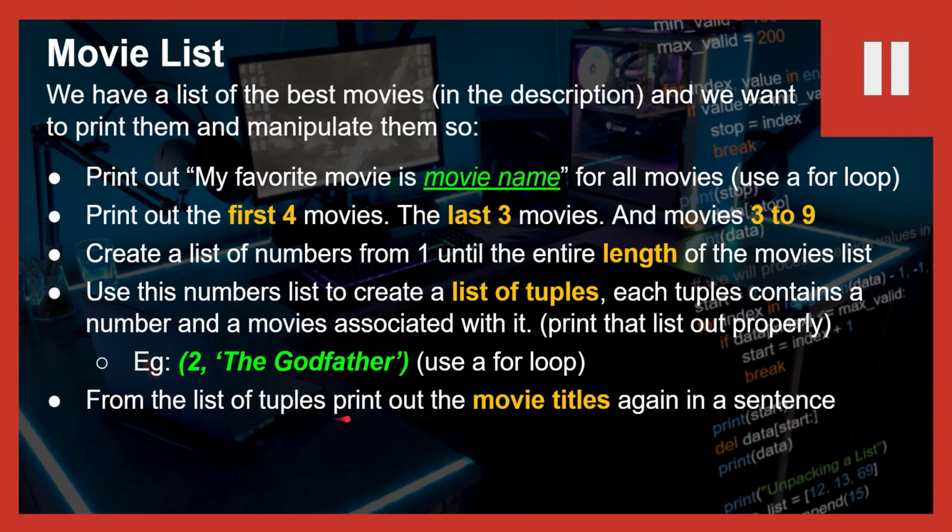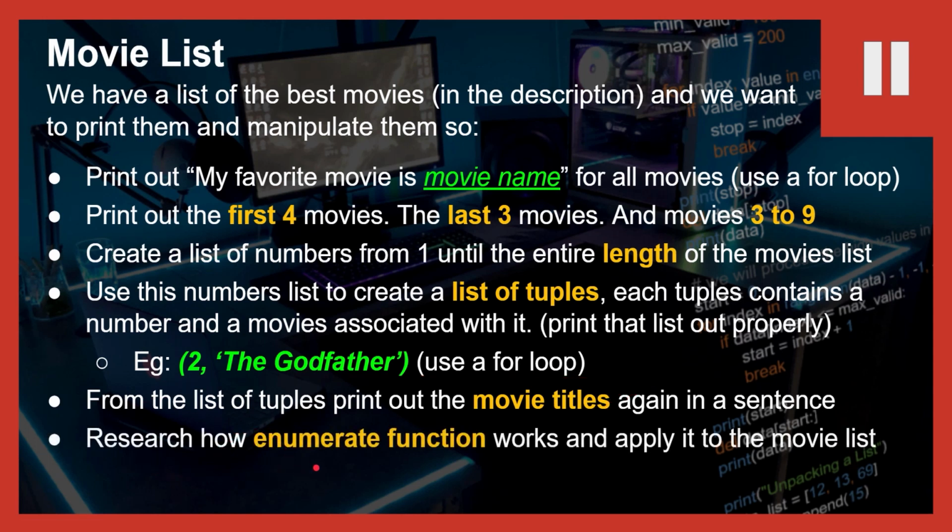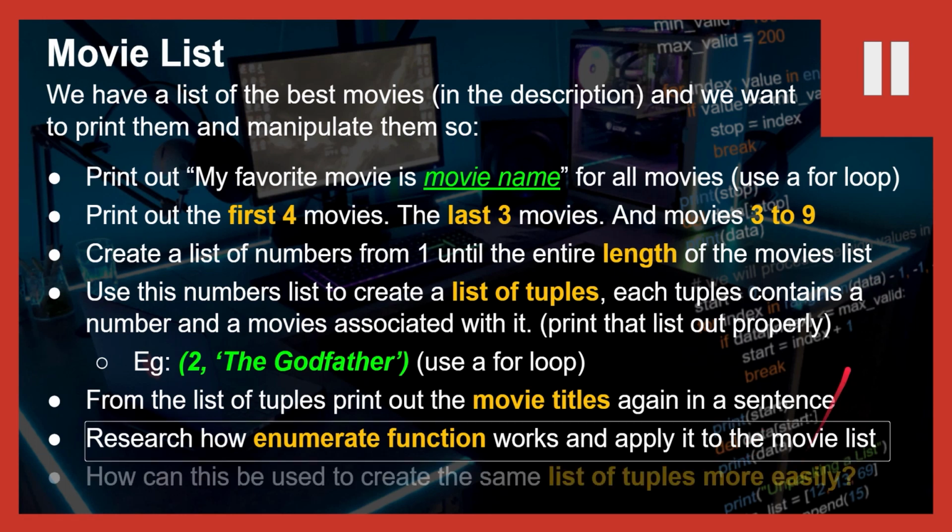From the list of tuples, print out the movie titles again in a sentence. So now from this list of tuples, you need to try and print out only the movie titles, and of course you'll need to be using the for loops. Research how the enumerate function works and apply it to the movie list. And finally, how can this be used to create the same list of tuples more easily? Meaning that this enumerate function that you just discovered, how can we use it to more easily create a list? So pause the video right now and go do the challenge.